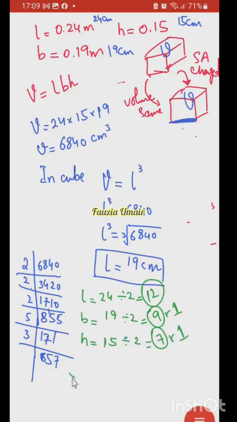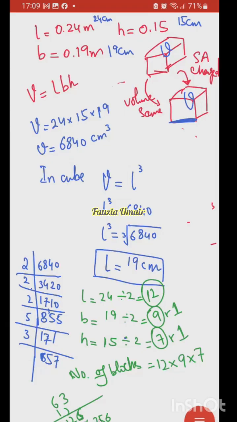So now how many blocks can we cut altogether? We can cut 12 multiplied by 9 multiplied by 7. If you multiply, 7 nines are 63. Multiply 63 by 12: 2 threes are 6, 2 sixes are 12, 63. So you get 756. So 756 blocks you can cut. From this cuboid you can cut 756 blocks of 2 centimeter. Is it making sense?